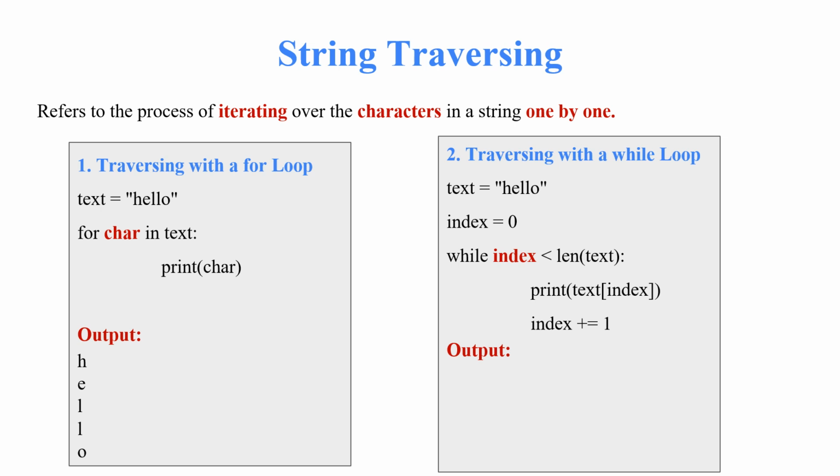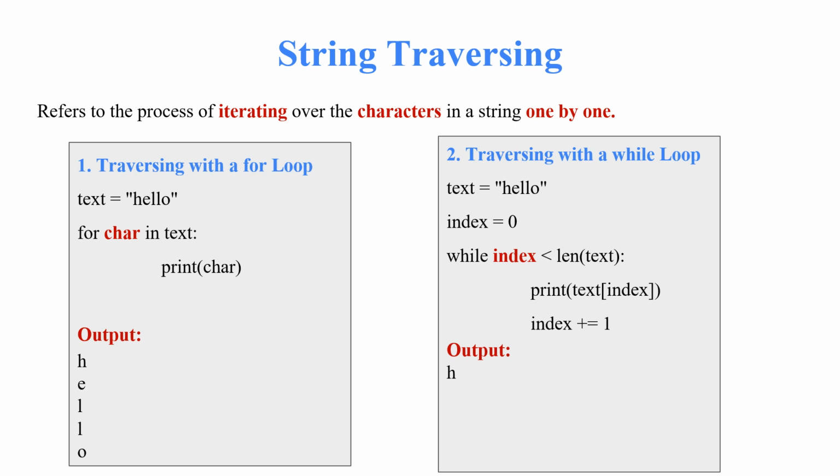Next we'll discuss traversing with a while loop. Here we have the same string hello, but to iterate we need a separate variable. For incrementing and moving on to the next character, we use a variable called index and assign it the value 0. Then we use the while loop and check the condition: index is less than the length of the string. What is the length of the string hello? That is 5. Every time the condition is true, the block of code inside the while is executed. So we are printing text[index]. Initially index is 0, and 0 is less than 5, so text[0] will print h.